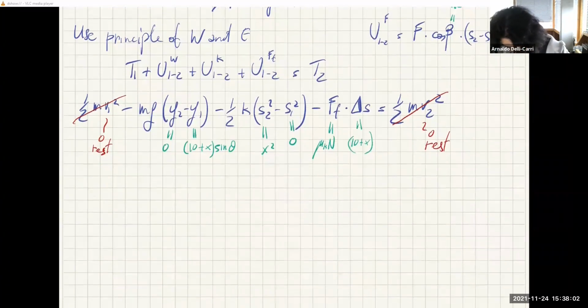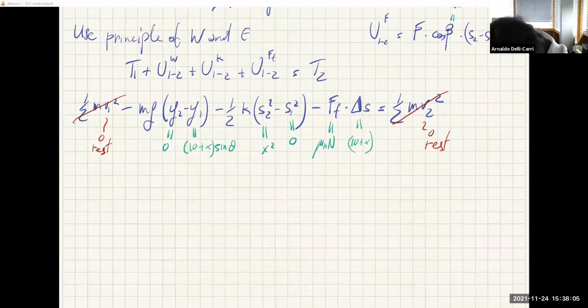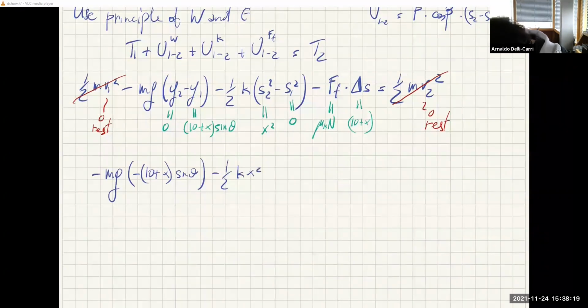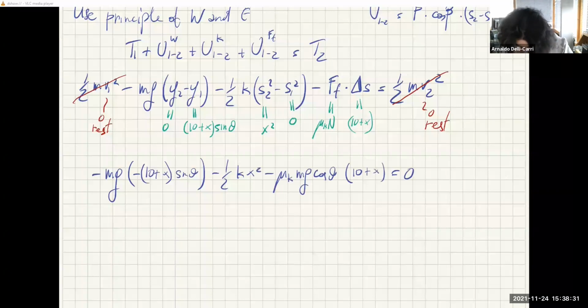Okay, now this becomes a bit more complicated to write, so let me write everything down. This is minus mg times minus 10 plus x sine theta, minus half k x squared, minus mu k mg cosine of theta, that was n, times 10 plus x, equals 0. Should be everything's correct. Yeah, let me rearrange this to remove the negative sign here and here. And also this, so not required anymore.